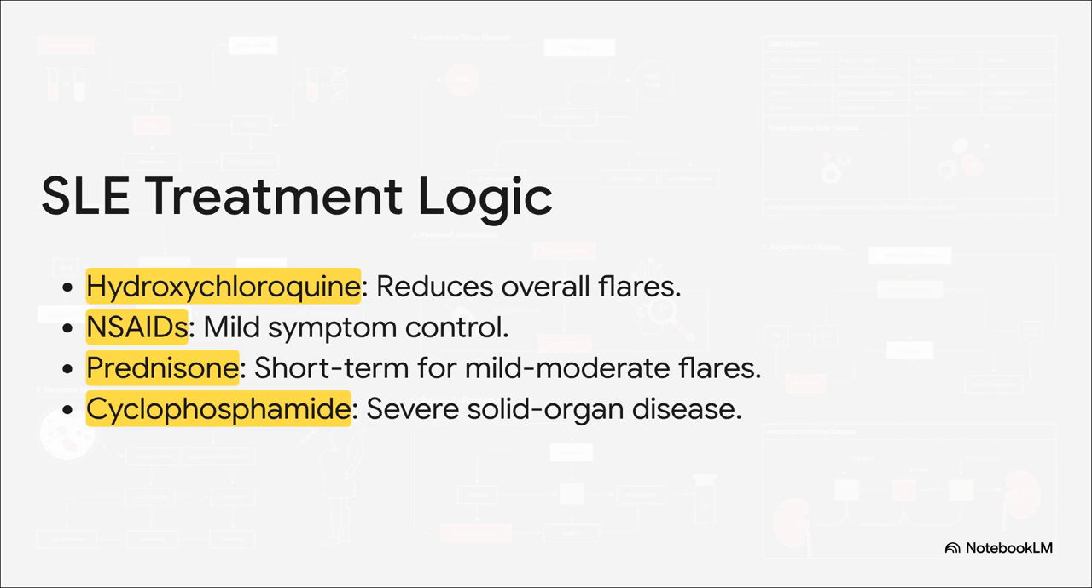You keep NSAIDs around for basic symptom control. When acute, mild to moderate flares pop up, short-term prednisone puts out the fire. But if the disease goes after a major solid organ, like in severe lupus nephritis or central nervous system involvement, you've got to bring out the big guns like cyclophosphamide.